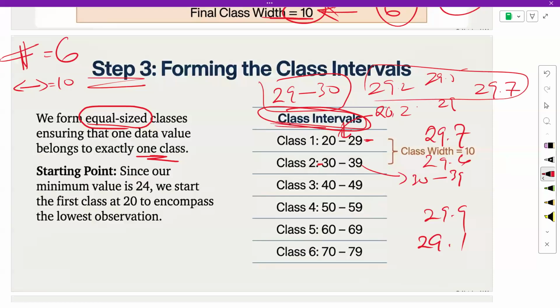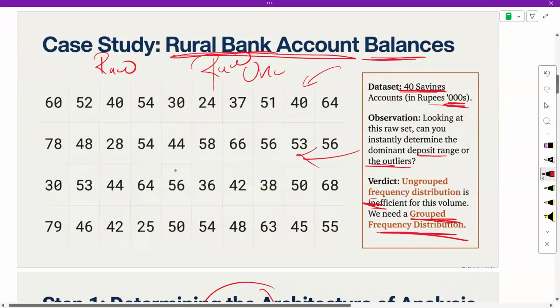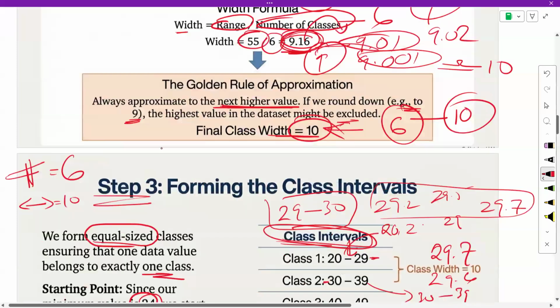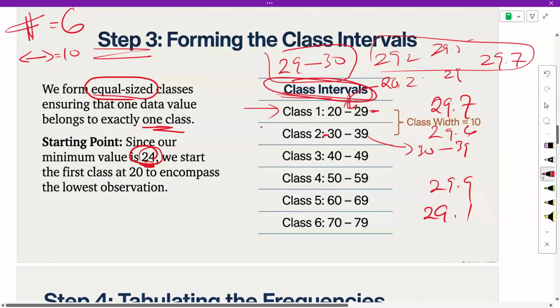I will come to that point later. When you look at the data set, the maximum value is 79 and the minimum value is 24. We have to make the class intervals so that it is easy. Sometimes, you can put 24 to 33, and 34 to 43, and 44 to 53.